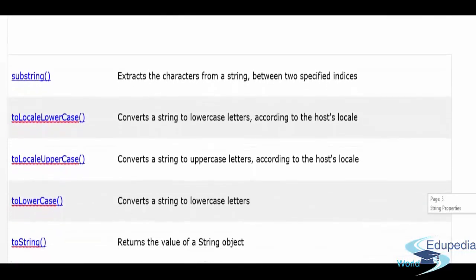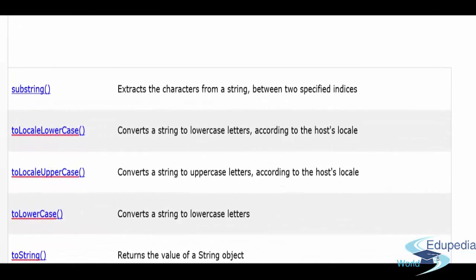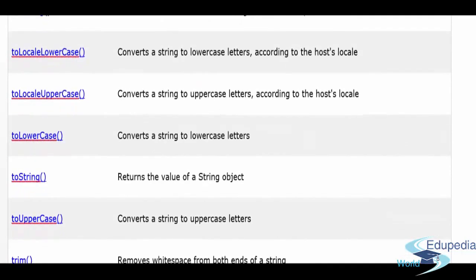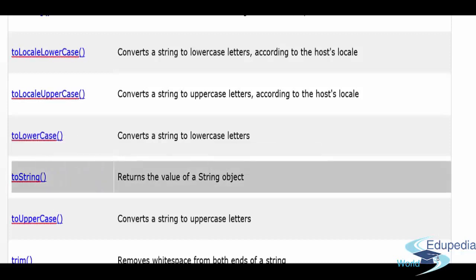substring, we've done this as well, extracts the characters from a string between two specified indices. toLocaleLowerCase and toLocaleUpperCase, toLowerCase and toUpperCase. We have done these, but not the locale ones. The locale one converts a string to lowercase letters according to the host locale, and vice versa, converts a string to uppercase letters according to the host locale. toLowerCase converts a string to lowercase letters. toString, this is something very important that we use in practical JavaScript, returns the value of a string object.